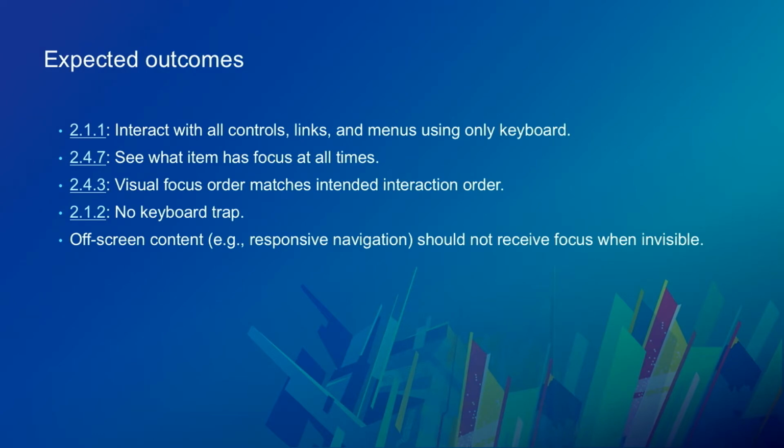Off-screen content, so responsive navigation. If your page is responsive, you don't want to be receiving focus on places that you can't see, especially if they are invisible. Once again, if you're in a header and you're tabbing, you want to have that expected order of operations. If something is not as expected, one, you don't know where it is on the page, and also now you're going back to 2.1.2, which is around the keyboard trap. You don't even know where you're at, you can't get out, and how do you even get back to where you were?